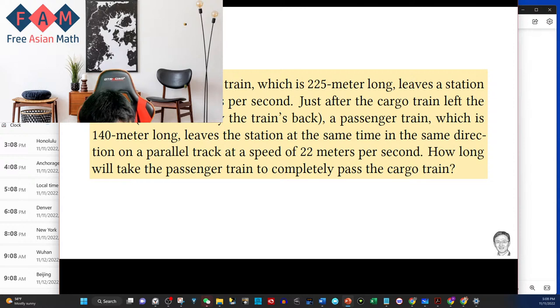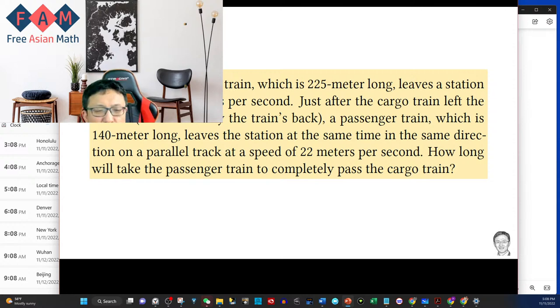How long will it take the passenger train to completely pass the cargo train? Because they're traveling in parallel, right? It says maybe on the next track. But the thing is that we have to read this problem carefully. The problem asks how long it will take the passenger train to completely pass the cargo train.